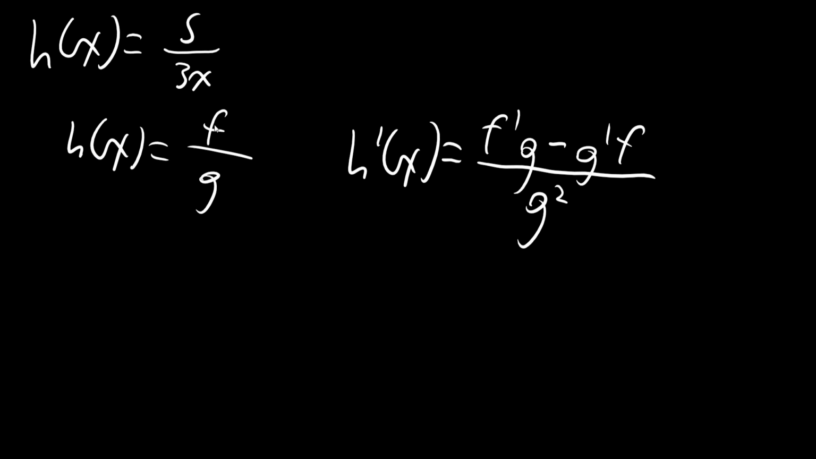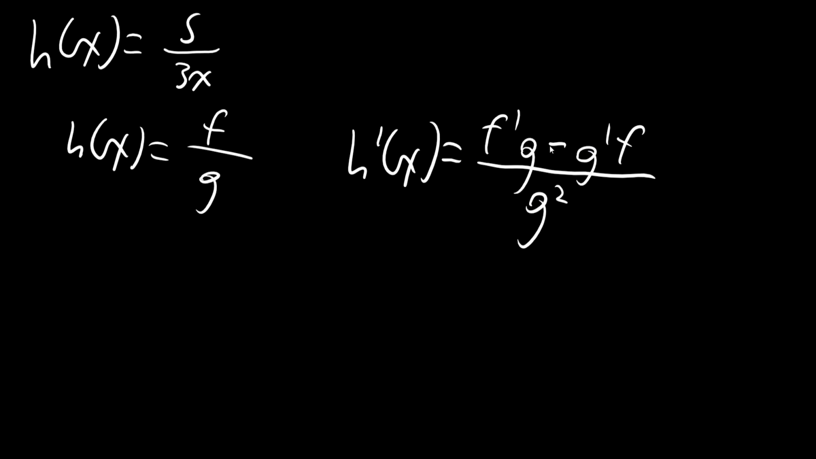So, the quotient rule works for functions in this form where we have some function h at x is equal to some function f at x over some function g at x. So the derivative of h at x is going to be equal to the derivative of the numerator times the function of the denominator minus the derivative of the denominator times the function in the numerator, all over the function in the denominator squared. Like this form.